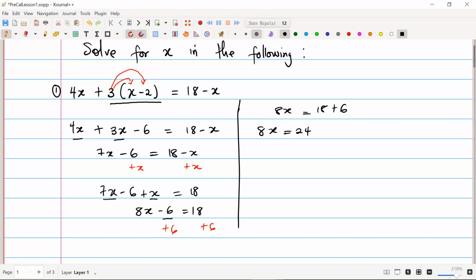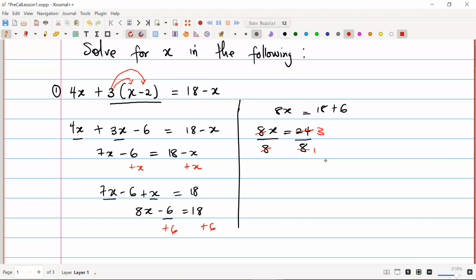Now, to get my x value, the other thing we can do to a linear equation is divide by the same factor on both sides. Okay, the reason we chose to divide by 8 is because we have 8 attached to x. So we want to make sure x stands alone. So once I divide 8x by 8, I have 8 canceling 8, and then 8 goes into 24 how many times? 3, because 8 times 3 is actually 24.